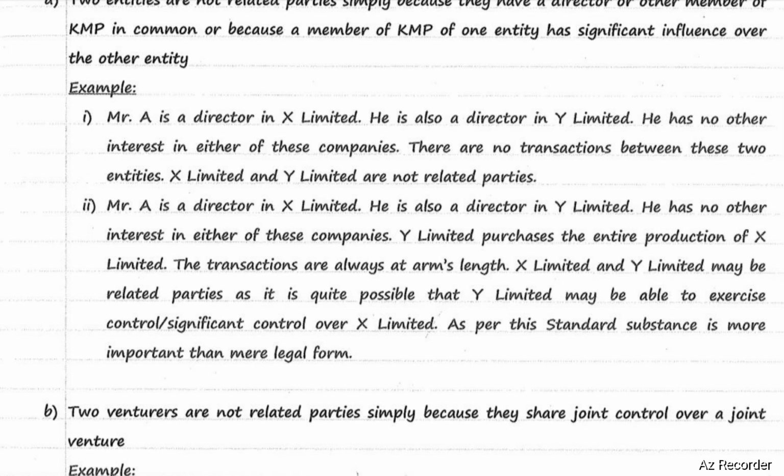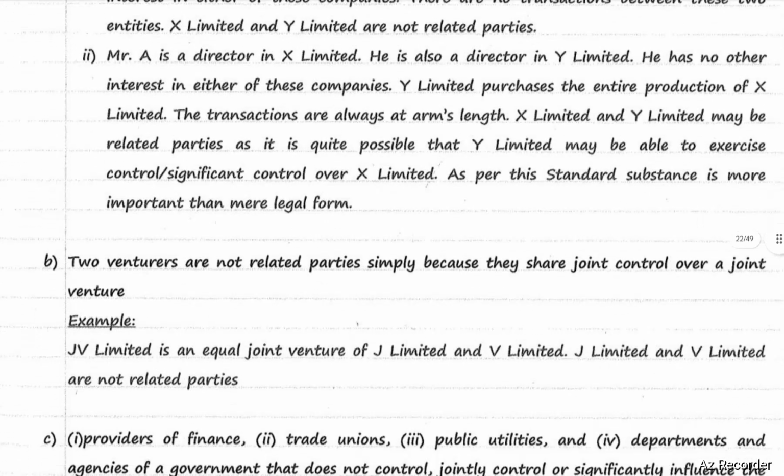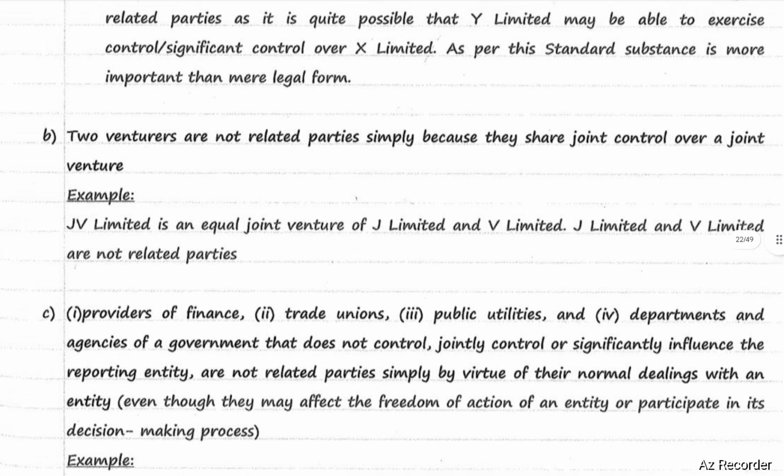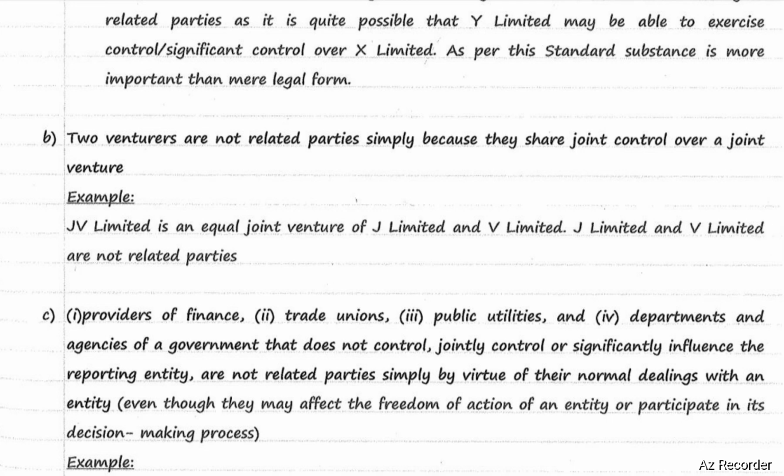Two venturers are not related parties simply because they share joint control over a joint venture. Example, JV Limited is an equal joint venture of J Limited and V Limited. Here, J Limited and V Limited are not related parties.